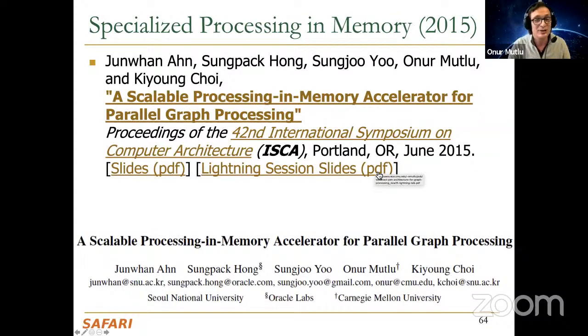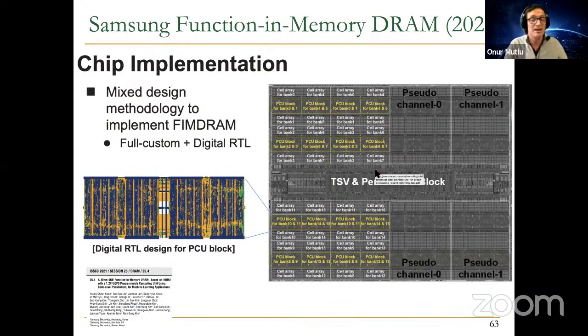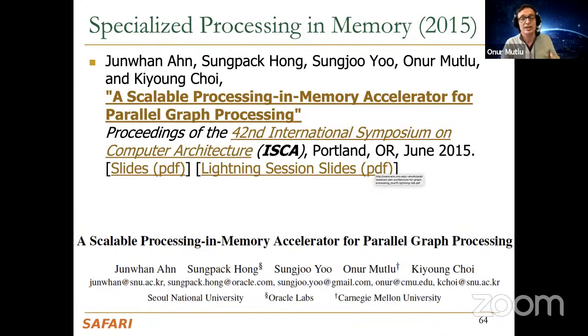Okay, but again, this is not a new idea, actually. The earliest processing in memory paper comes from 1970. Granted, it's a bit different from this because technology was different, but we have actually been working on processing in memory actively for the last 10 years or so. This is one of the papers that, I believe, is conceptually similar to what the previous two works, UpMem and Samsung, have introduced. And we looked at specialized processing in memory using graph processing as a specialized workload and showed significant benefits on that.